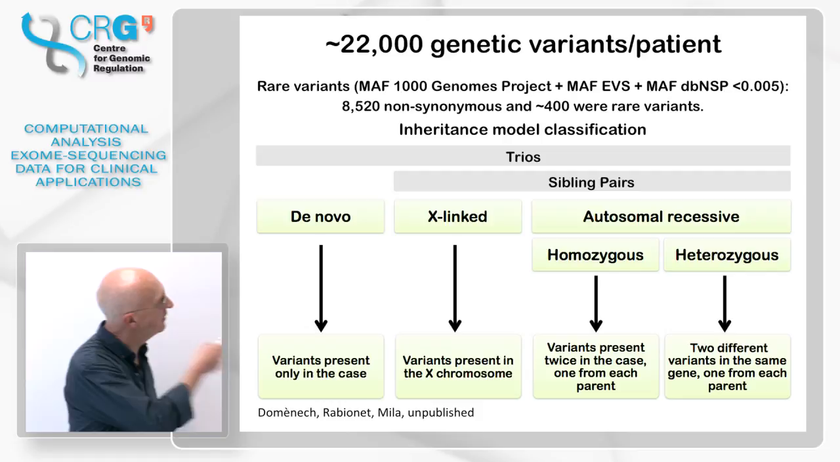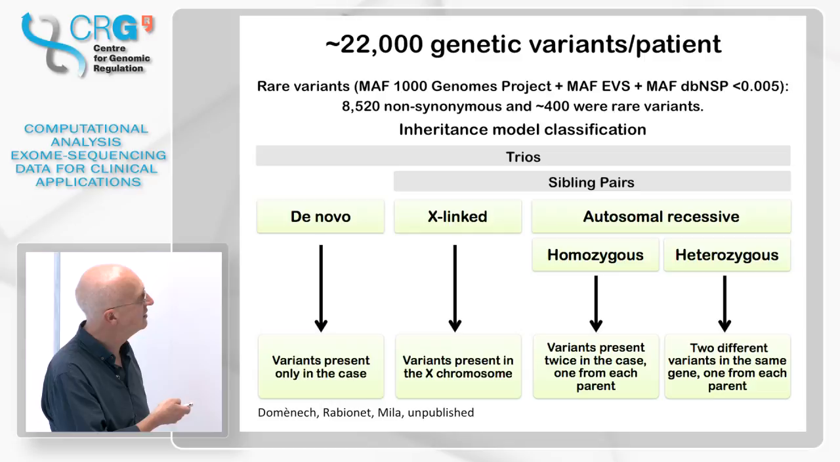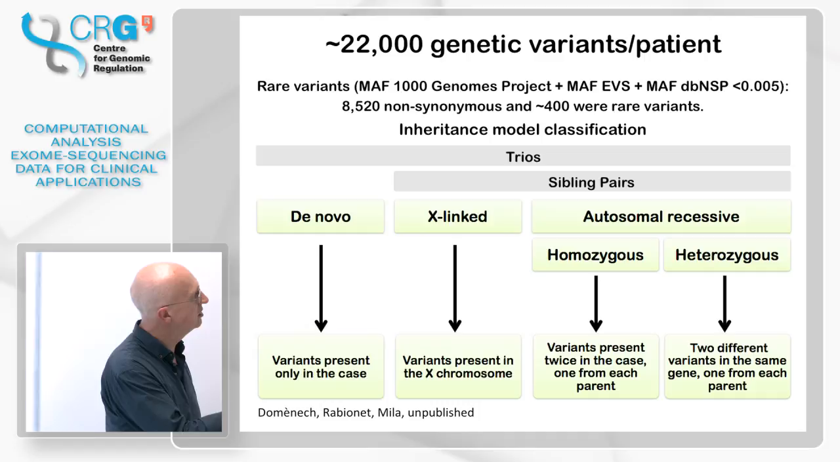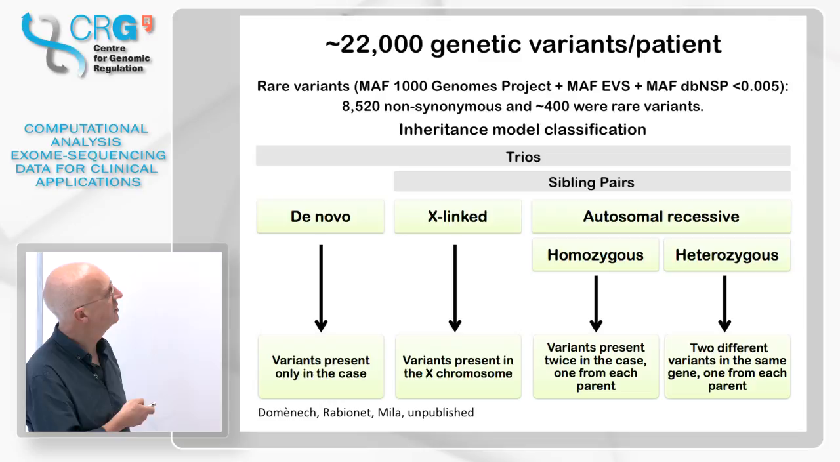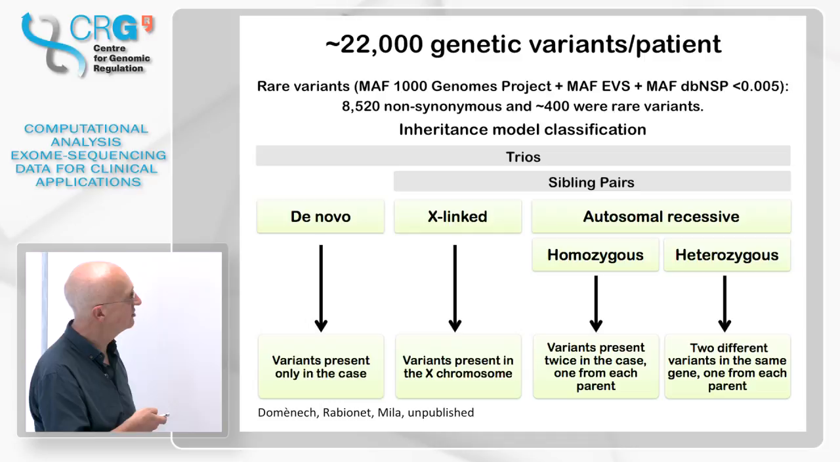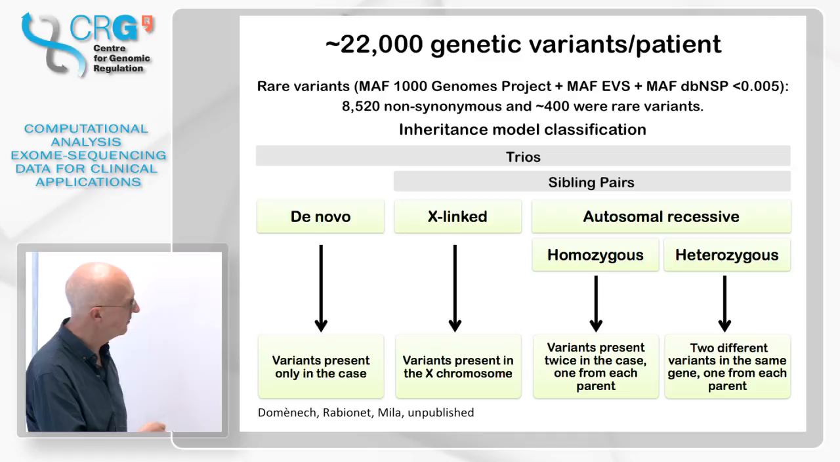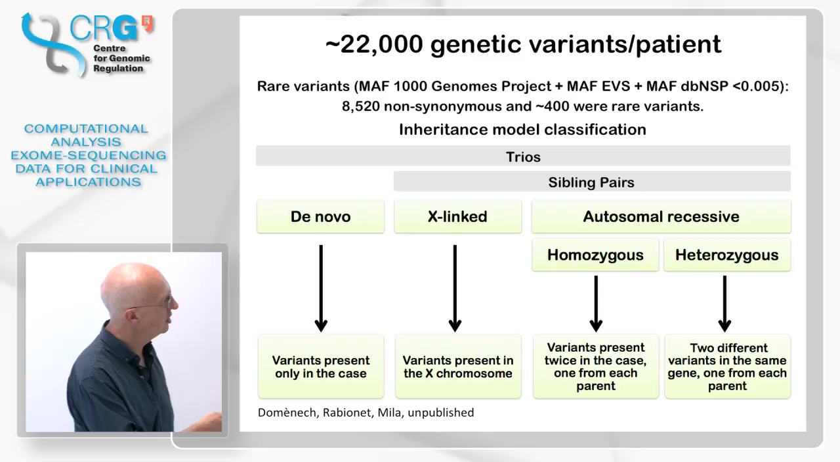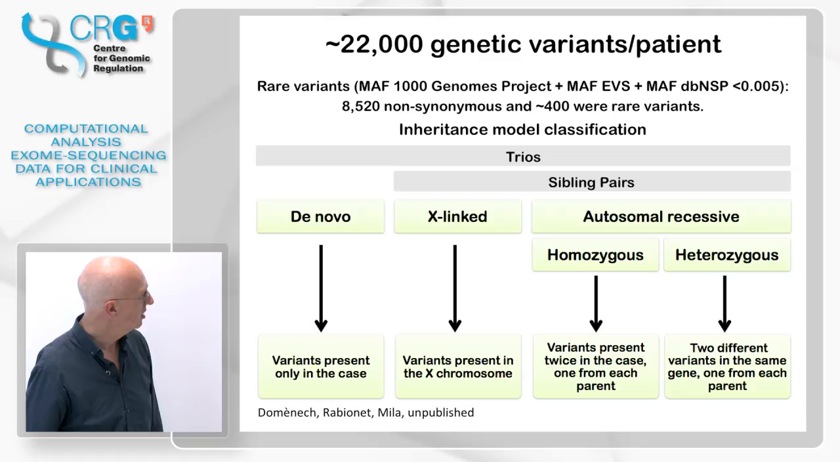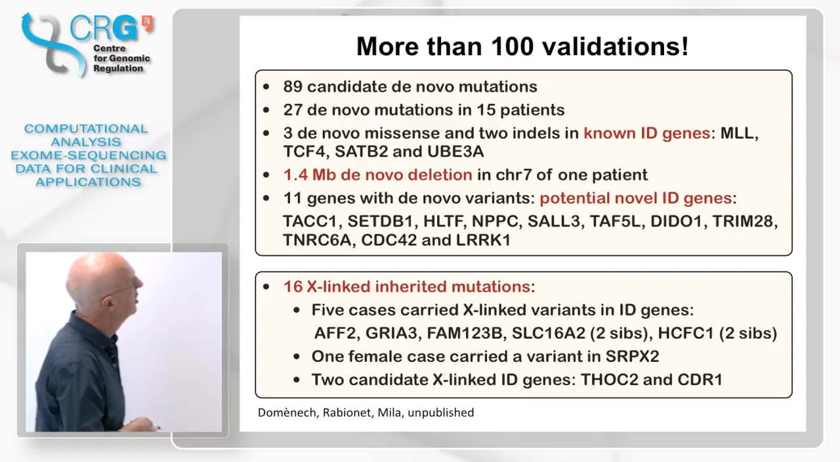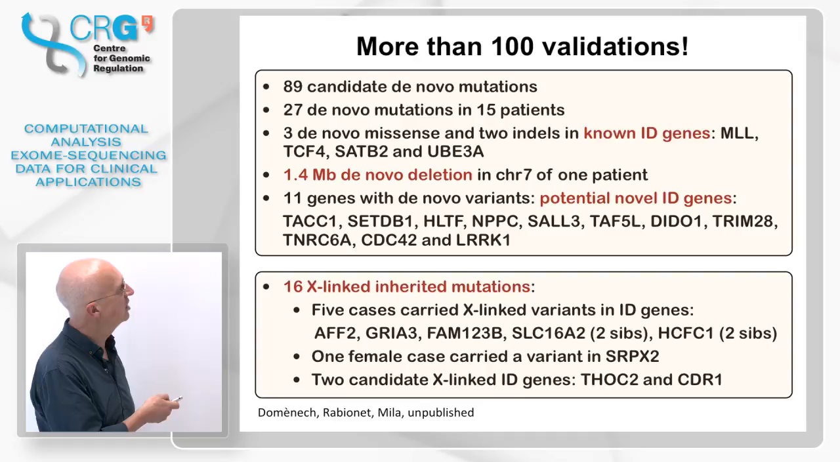We identified a large number of variants in every case, and then the pipeline of analysis is to focus on the non-synonymous and rare variants after characterization and exclusion through the different databases, and then perform an analysis from the point of view of whether de novo mutations were detected, X-linked ones, and also autosomal recessive, either homozygous or heterozygous in a given individual. After the analysis and validation, there were several candidate mutations. Some were mutations occurring de novo in 15 patients.